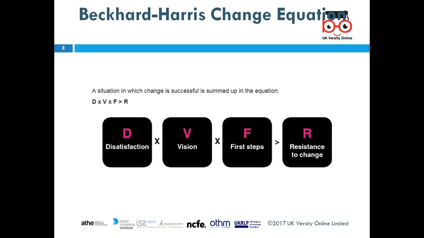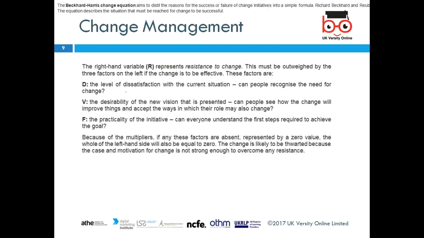Okay, next we're looking at a model of change called the change equation. Packard Harris gave this, a situation in which the change is successful, summed up in the equation. D represents dissatisfaction, V represents vision, F represents first steps, and R represents resistance to change. So people resist, they don't want to change. So in this change management model, we need to look around. The right hand side, R, represents the resistance to change, and this must be outweighed by the 3 factors on the left to change effectively. These factors: D, the level of dissatisfaction.